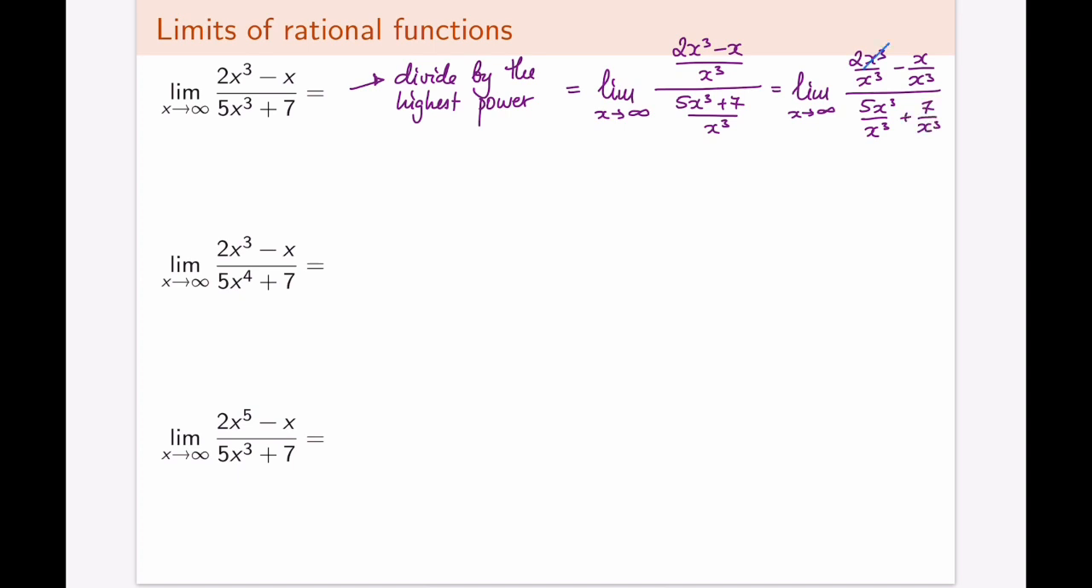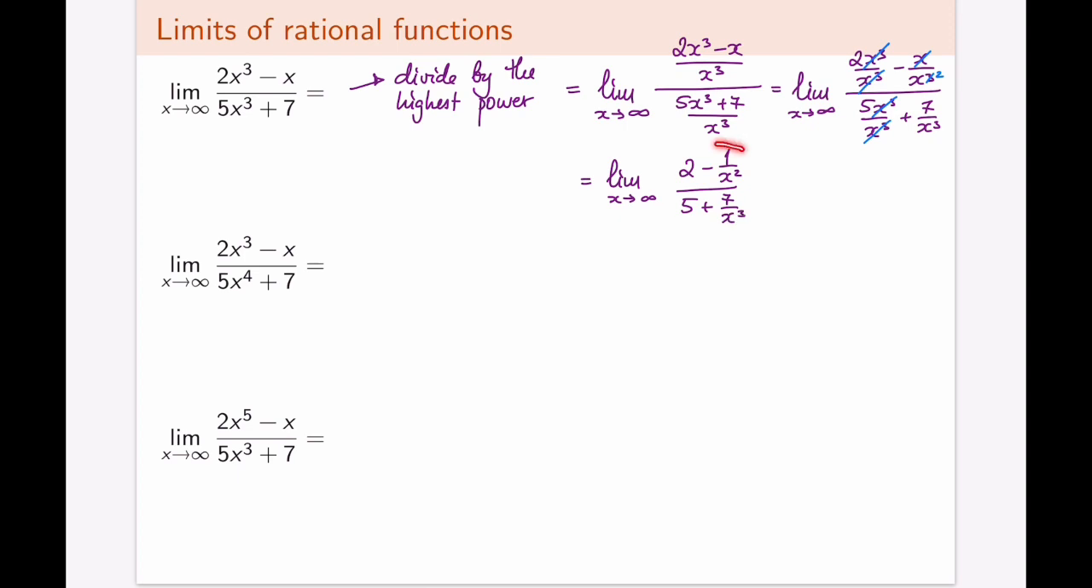And now I notice that this is very convenient because a bunch of x cubes will cancel. Here I'm going to have a cancellation of one of the powers. So altogether I'm going to end up with a much smaller powered limit. So here all I have left is 2 minus 1 over x squared. And then here I have 5 plus 7 over x cubed.